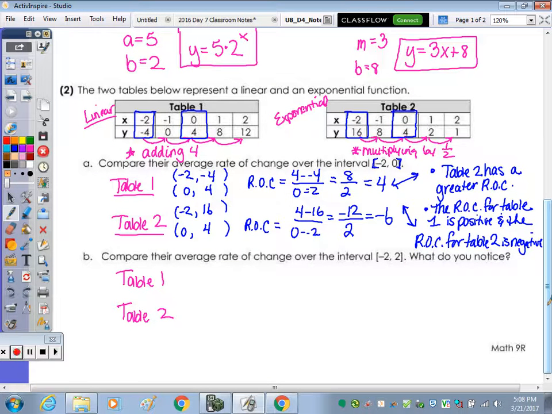All right, part B. We have a different interval, so I'm going to use orange since I was highlighting in a table. Our interval is from -2 to 2, so we're looking for those points that have an x value of -2 and 2 on both of those tables. We want to find the y value that goes with each of those points. So in table 1, when x is -2, once again we have a y value of -4. But this time, when x is a positive 2, we have a y value of 12. On table 2, we're looking at the same x value of -2, which has a y value of 16. And then when x is a positive 2, we have a y value of 1.